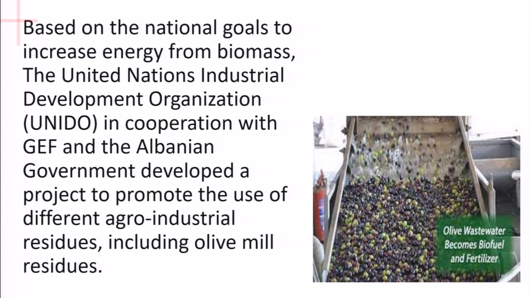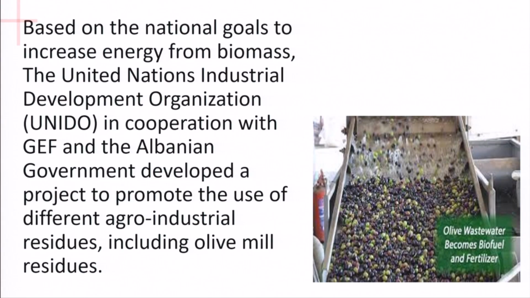Based on the national goal to increase the energy from biomass, the United Nations Industrial Development Organization, that is UNIDO, in cooperation with the Albanian government, developed a project to promote the use of agro-industrial residues coming out of the oil mills. One of the principal byproducts of the olive oil business is pomace. This can be used in stoves and boilers, and it can be used to generate heat and for cooking purposes. So they converted this pomace into pellets and briquettes so that it can be used in boilers also. This energy can be used to heat water for both domestic and industrial purposes, and they found that whatever energy was required for the olive mill was obtained from this pomace, which was a residue or a waste product in that mill. Further, they also found that the pomace after use was also available for selling to neighboring industries.